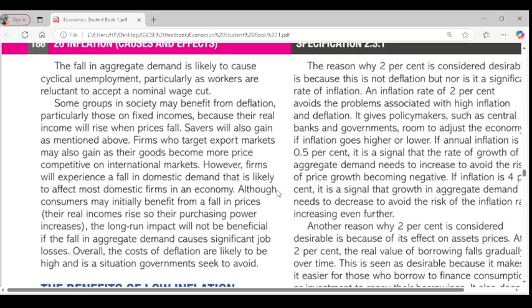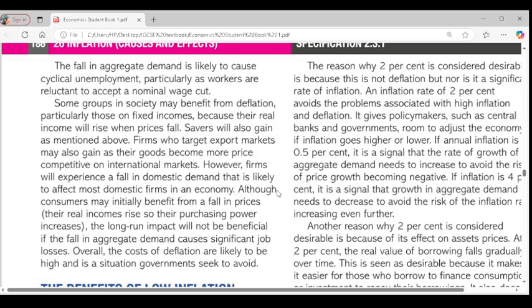And the last one, increasing exports. Why will a fall in prices bring about increasing exports? I wrote: with a persistent fall in the prices of goods, firms which target export markets may also gain as their goods become internationally competitive. Now that the prices of goods are falling in this country, the prices of exports would fall, which means foreign customers would want to buy from us. That increases our competitiveness internationally. Do you get the point here? So exports would increase.